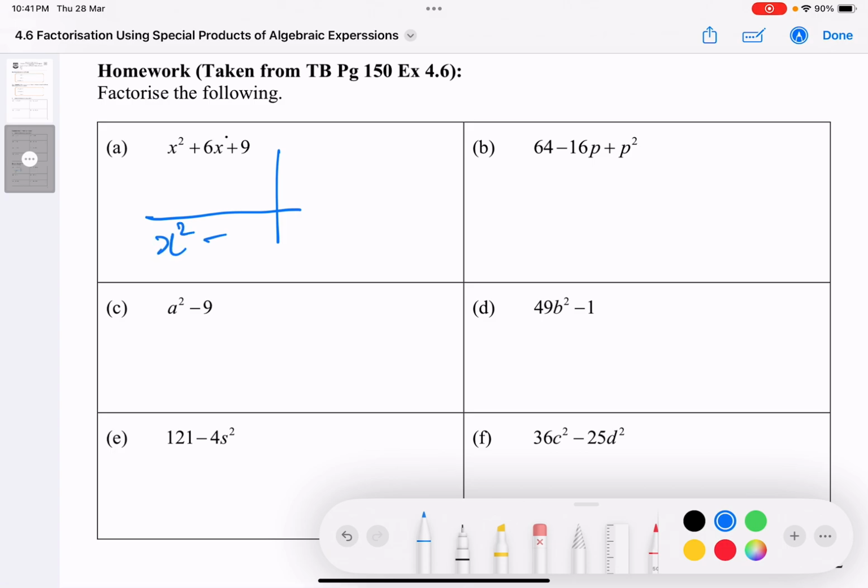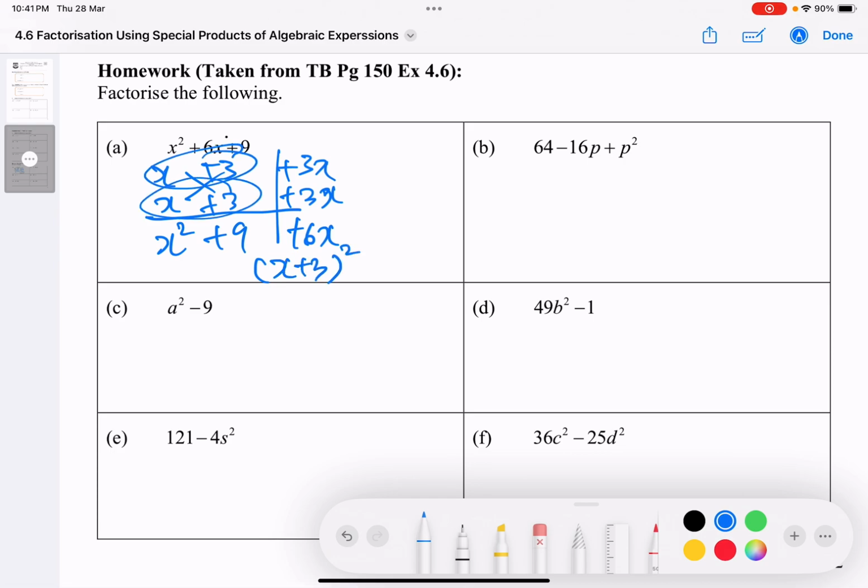So x squared plus 9 plus 6x. So this is x. 9 gives me 3 times 3. So this will be 3x, 3x. I realize that I need to plus both of them. So my answer to this is actually x plus 3 squared, because I have x plus 3, 2 of them.